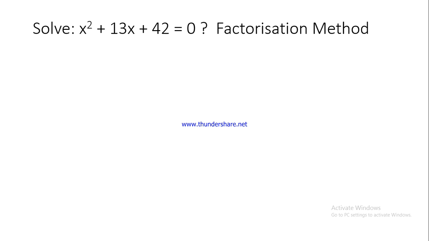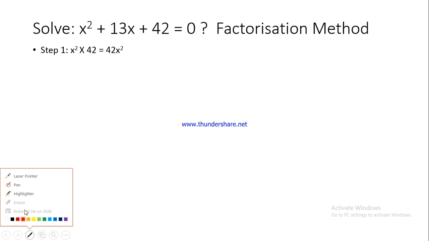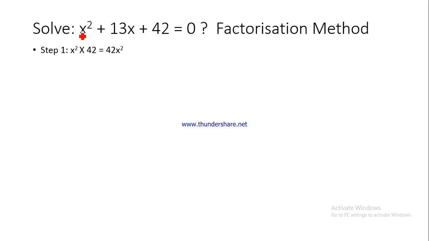So this is the equation which has been given to us: x square plus 13x plus 42 is equal to 0. Now the first step, if you would recall, was that you have to multiply the term with an x square in it to the term which does not have any x in it. So you basically multiply the two. The answer that you get is 42x square.